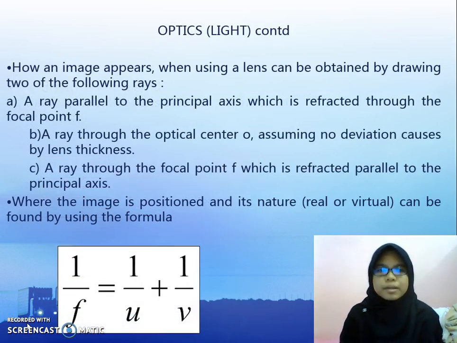How an image appears when using a lens can be obtained by drawing two of the following rays. First, a ray parallel to the principal axis, which is refracted through the focal point. Second, a ray through the optical center, assuming no deviation caused by lens thickness. Third, a ray through the focal point, which is refracted parallel to the principal axis. The image position and its nature can be found by using the formula 1 over f equals 1 over u plus 1 over v.